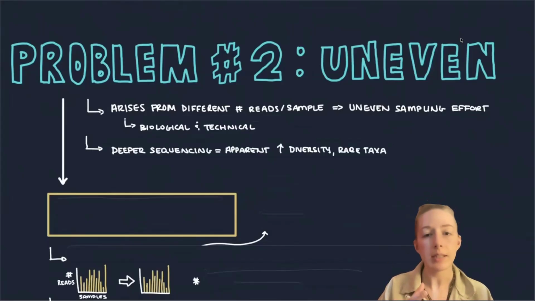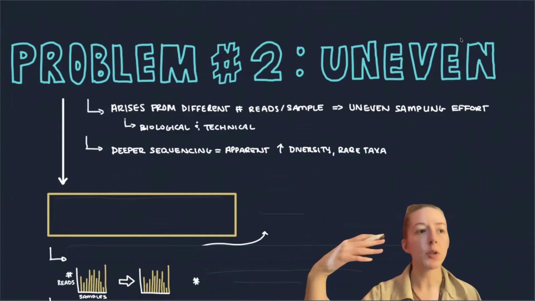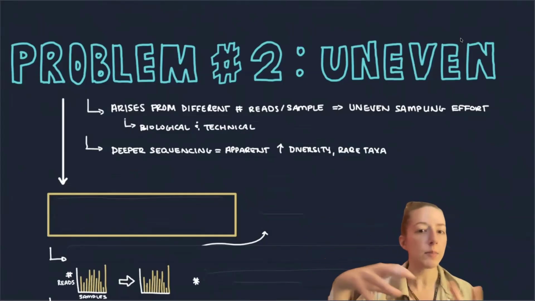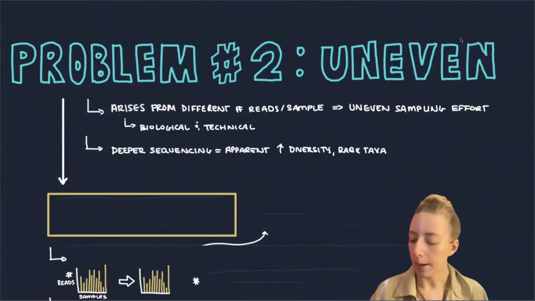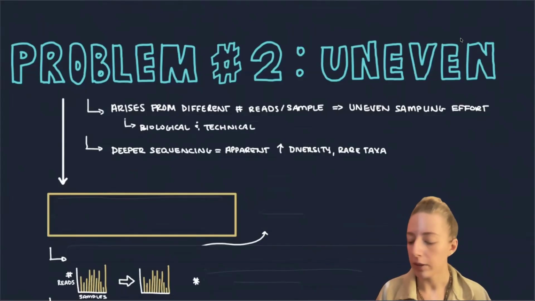So deeper sequencing is going to appear to give you a higher diversity because you're able to detect lots more different microbes. And that's going to give the appearance of more diversity, more different types of microbes, more rare taxa, simply because you looked more into them.